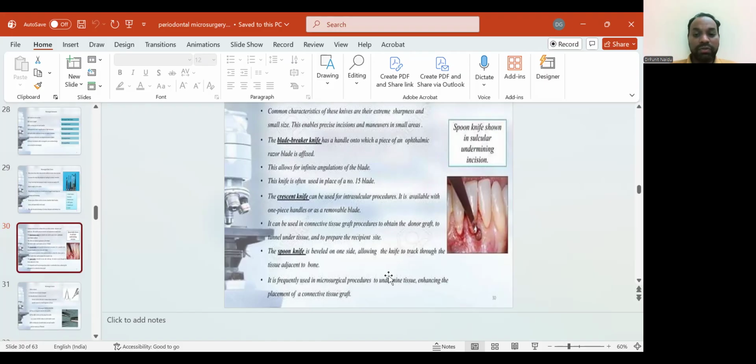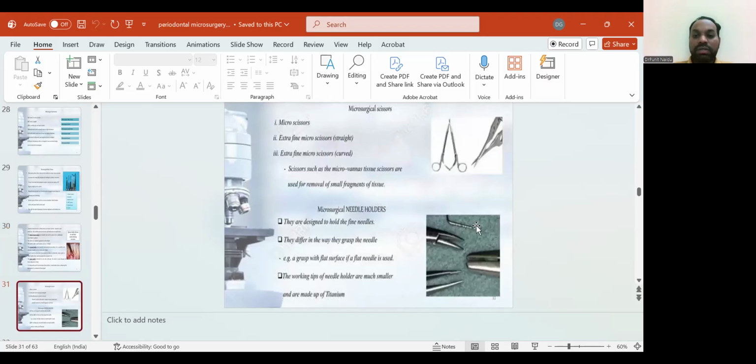The crescent knife, which can be used for intracrevicular procedures, is available with one-piece handles or as a removable blade. It can be used in connective tissue graft procedures to obtain the donor graft, to tunnel under the tissue, and to prepare the recipient site. The spoon knife is beveled on one side, allowing the knife to track through the tissue adjacent to bone. It is frequently used in microsurgical procedures to undermine tissue, enhancing the placement of a connective tissue graft.